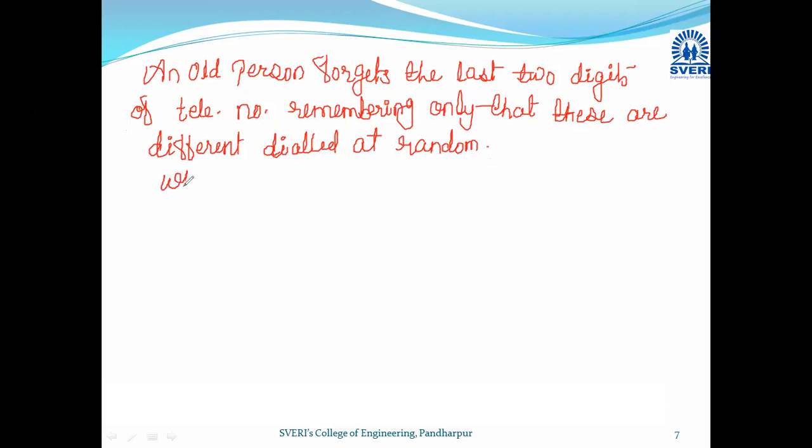What is the probability that the number is dialed correctly.